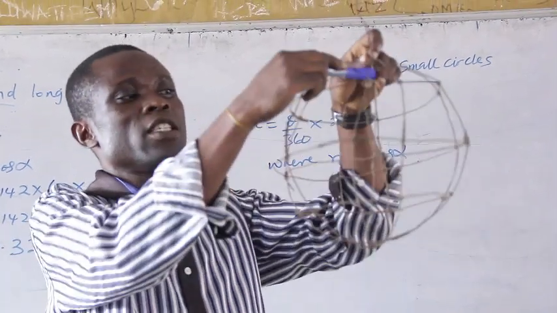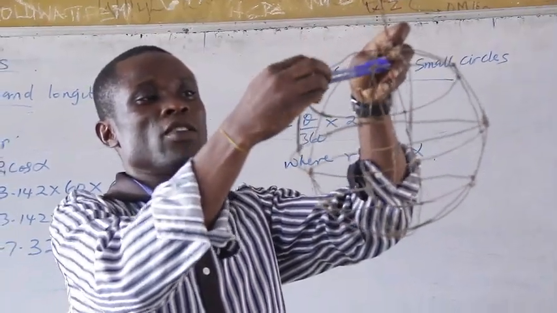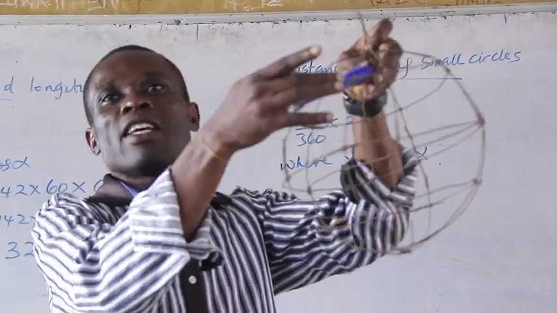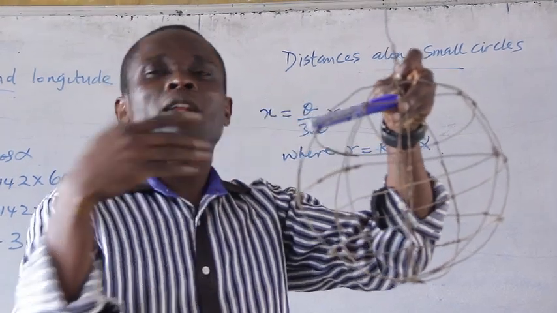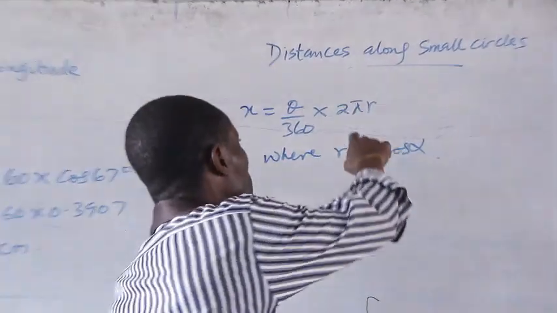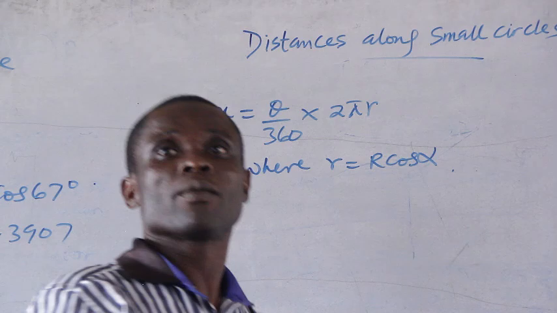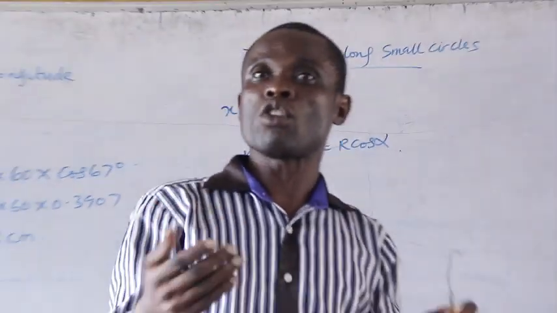Now look at this. This is the radius. This is another radius. This is the length of an arc. Because latitude is a small circle, that is why we have times 2 pi small r, where that small r is big R cos alpha.